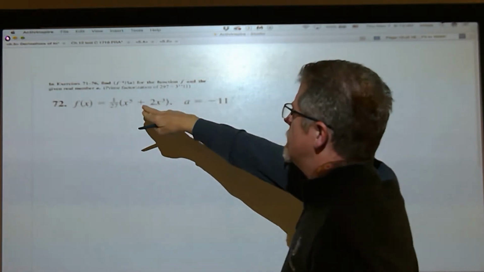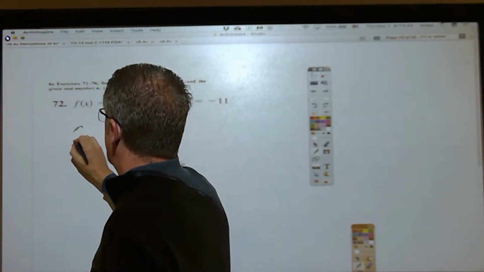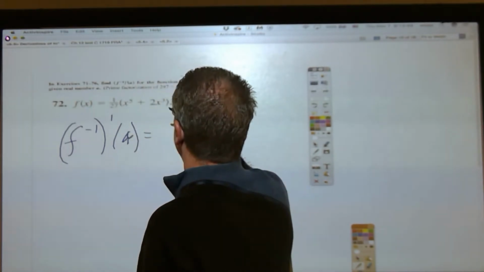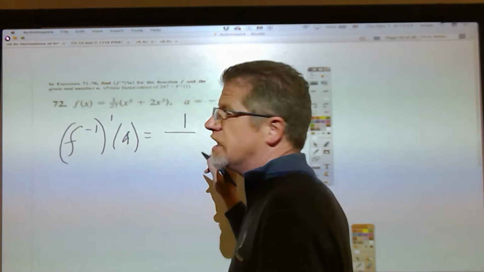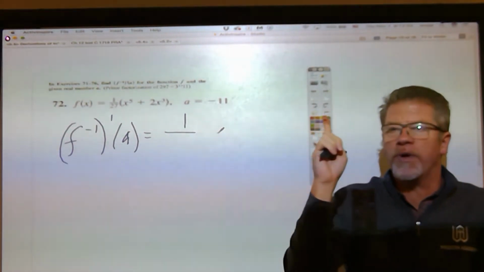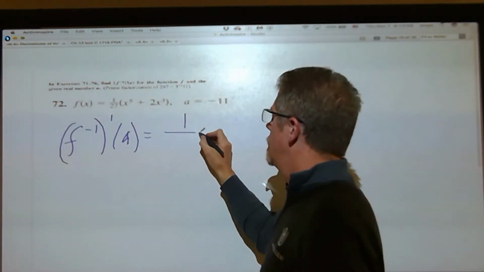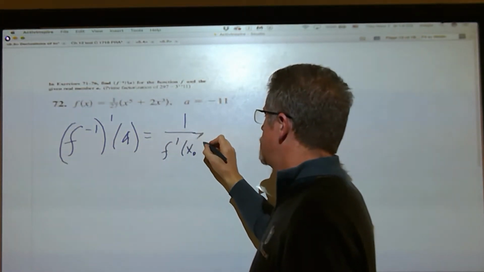It's written down. So let's take a look at number 72, and let's start with our formula. F inverse prime of A, because that's what they're asking for. So we're going to write down the formula for F inverse prime of A. Who can remember what it is without looking at your notes? Does anyone happen to remember what you wrote down about 90 seconds ago? 1 over f prime of x original.